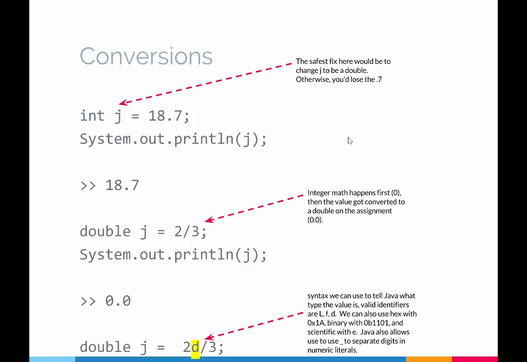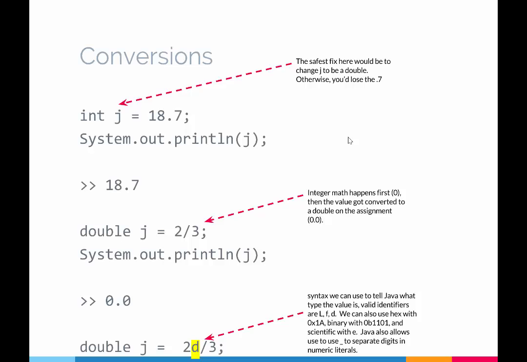Conversions. So in this question, I asked what the safest fix would be. And safety, when we're talking about converting data types, means not to lose information. So if we change this to a cast, this would actually become 18, and we would lose this information. So the safest fix to this would actually be to change this to a double. That would be the safest fix.